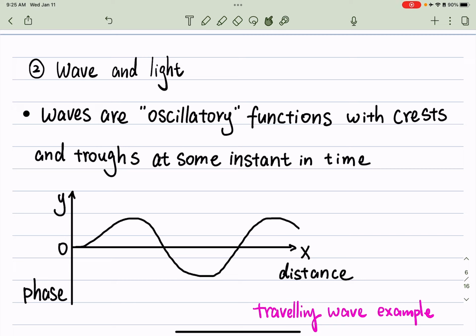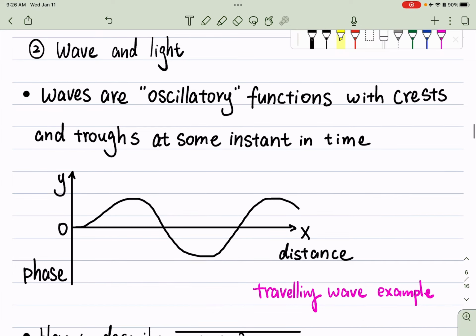Starting with waves. Waves are by definition just oscillating functions with crests and troughs at a certain instant in time. This is a typical example of a traveling wave. Here, what I mean is crests and troughs. Here is some of the terminology I would like to use when we're describing waves in this class, and I do expect you to know what these mean.